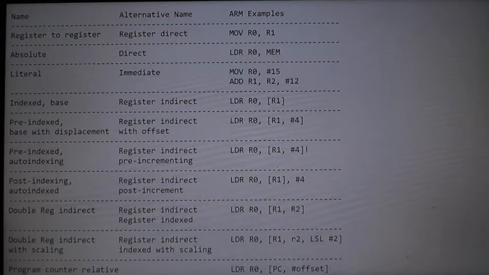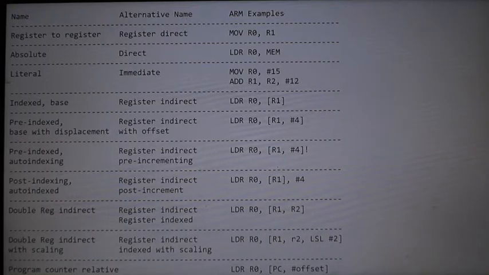Suppose there is a memory address and some value is located at that memory address, and it has to be put into R0. So what we can do is directly put the memory address into our instruction, and this will copy the content of the memory location into the R0 register. So it is direct memory addressing.